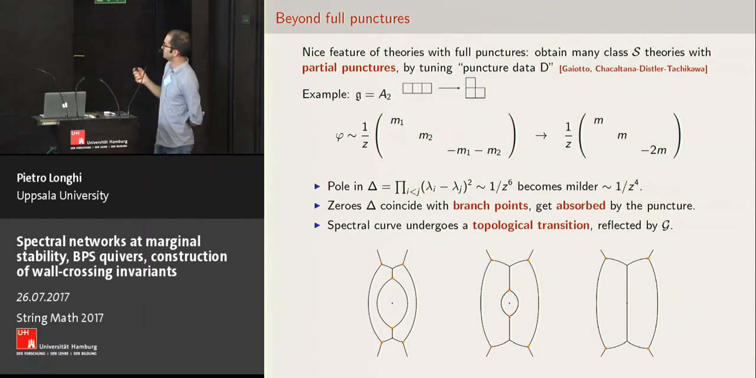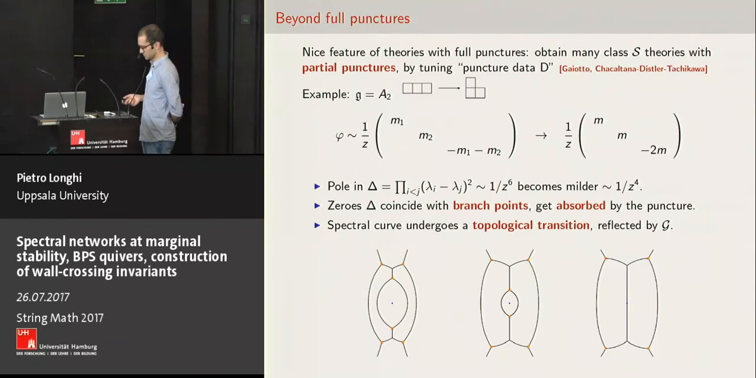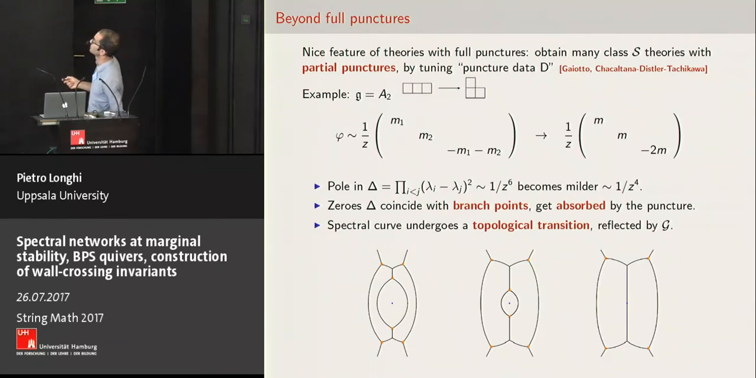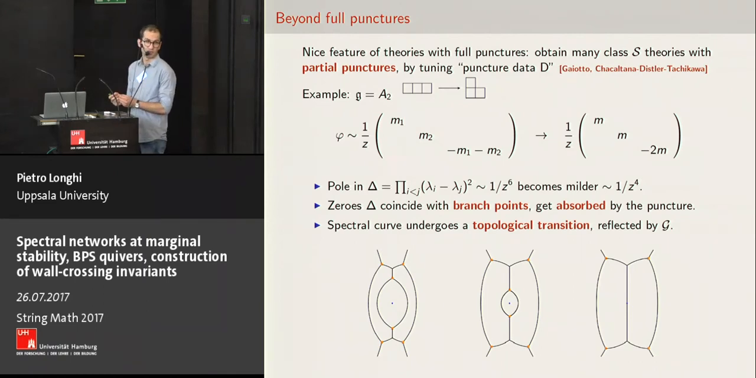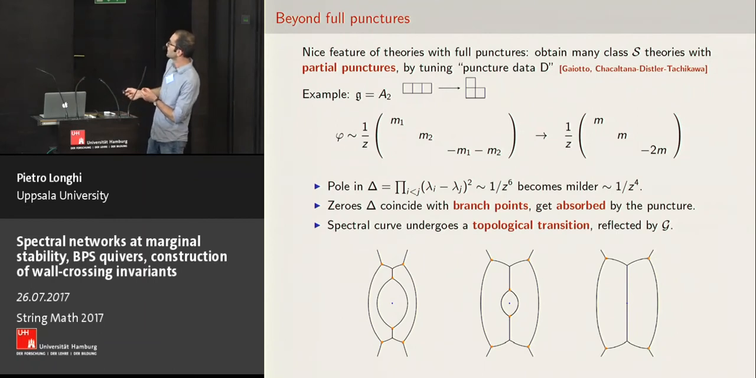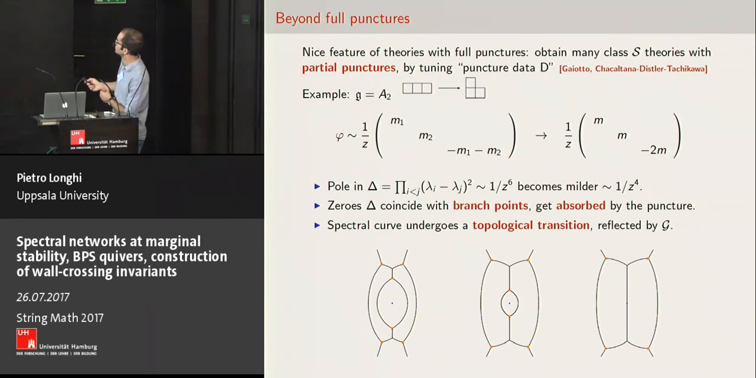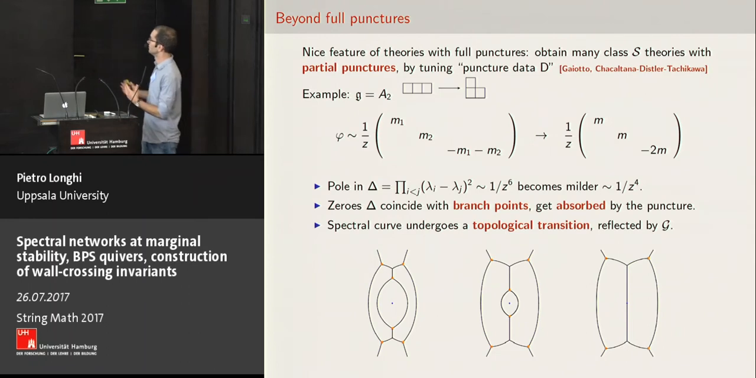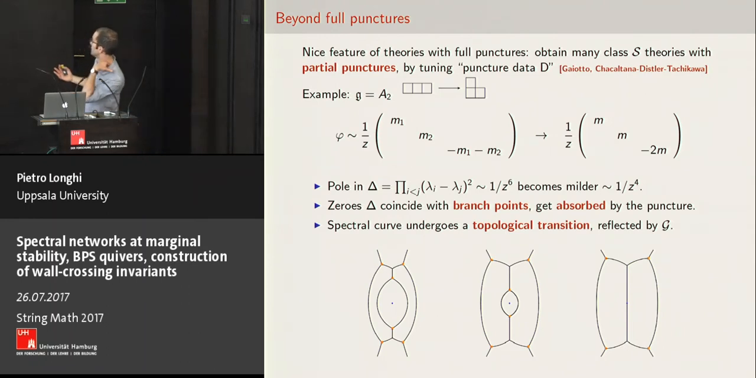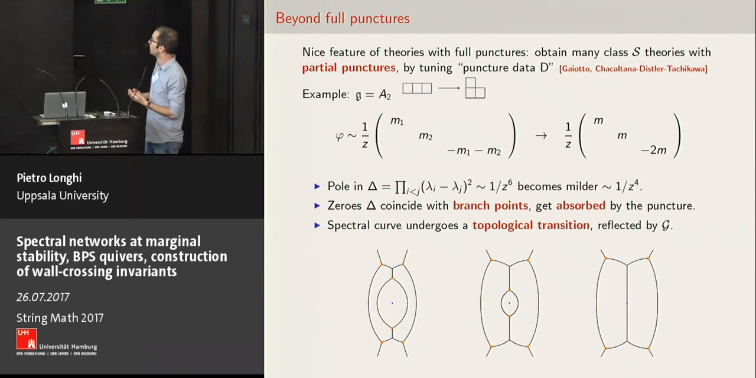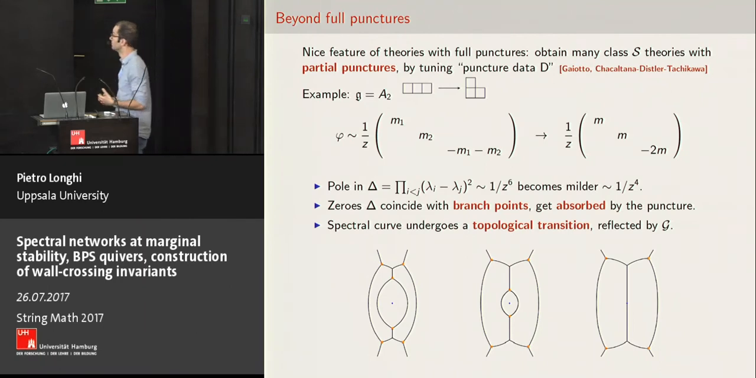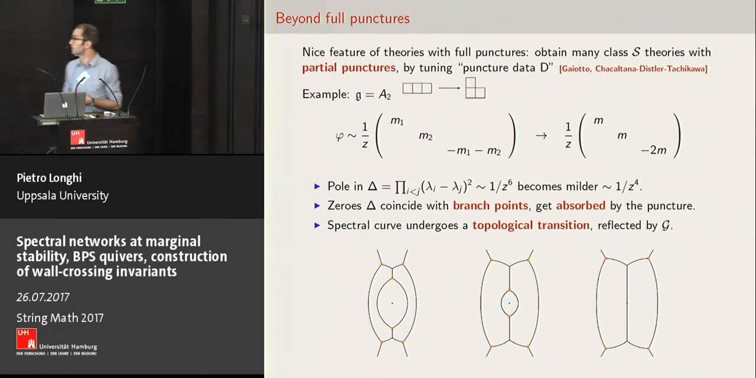But now, the branch points are also the vertices of the BPS graph. So what's happening here is that as we tune the moduli of the puncture, there's a topological transition of the spectral curve, which is reflected by the BPS graph, and this is shown in these pictures. And so we get a new BPS graph for the theory with the simple puncture, which looks like this. So this is just a very basic example, but it illustrates a general idea for obtaining other BPS graphs, starting from those for full punctures, and for obtaining several new quivers for higher rank theories with several types of punctures.